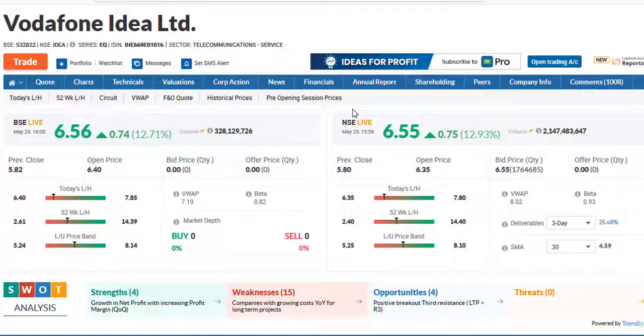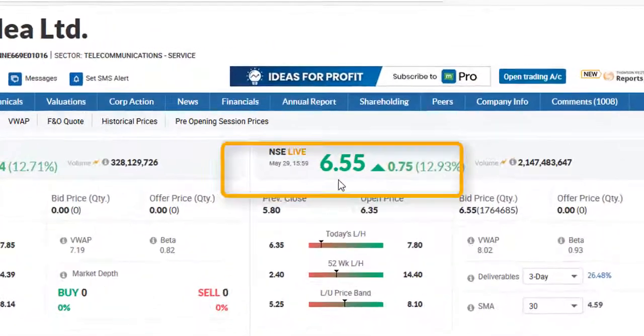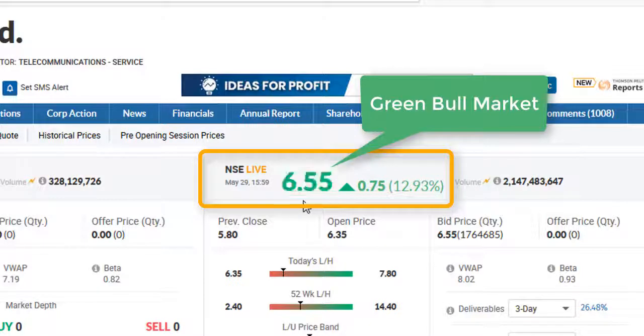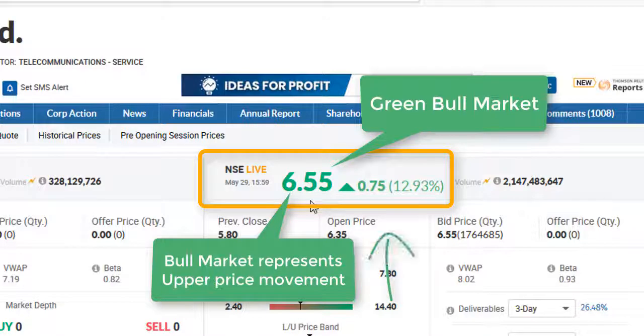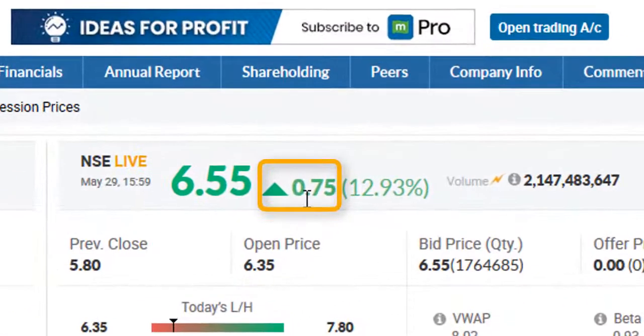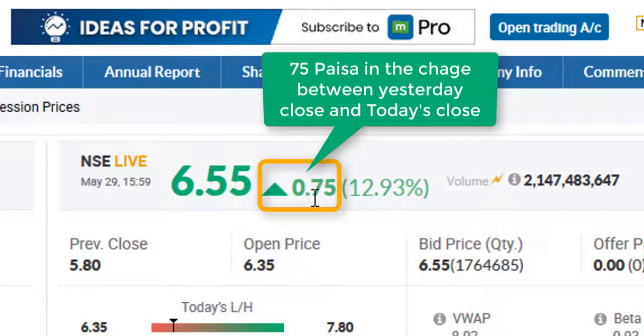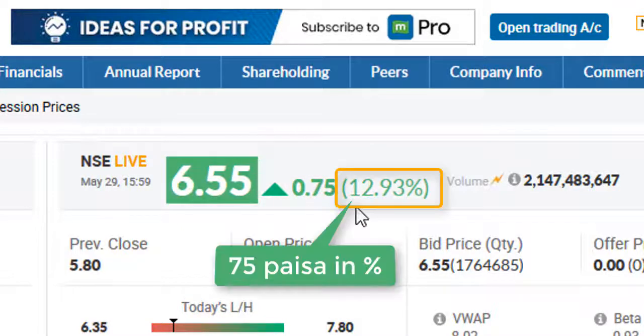When you look at the NSE data, the first thing you notice is a big number, 6.55, in green, and green also represents a bull market. When you see a green number here, it means the price is moving upwards, or the price is positive. The market is closed now, so technically today the market was positive, which also indicates a bull market. Next you see 0.75. That is 75 paisa, the change between yesterday's close price and today's close price. When you compare yesterday and today, the total growth was 75 paisa. Next is the percent. The growth is 12.93 percent, which is a really good rate.